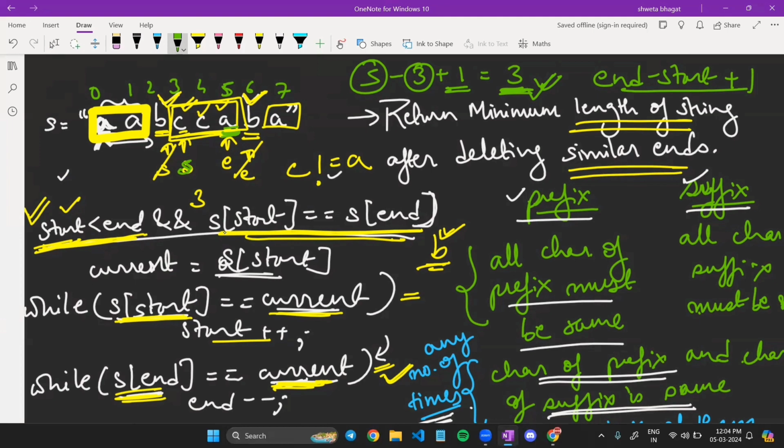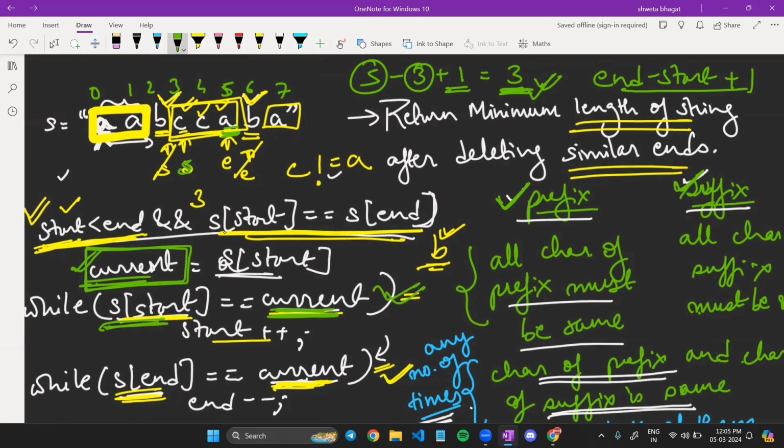Additionally, I hope it's clear why we are keeping track of the current. Because we were supposed to find a prefix. When we are going to find a prefix, all the characters of the prefix should be the same, right? So for that reason, we are going to keep track of the current. And similarly for suffix, all the characters of the suffix should be the same. So for that particular reason, we are using this current so as to ensure that whatever value is present at the start is equal to the same current value, the value which we had initially taken in our prefix. So we are going to take it in our prefix only when it's equal to our current value.